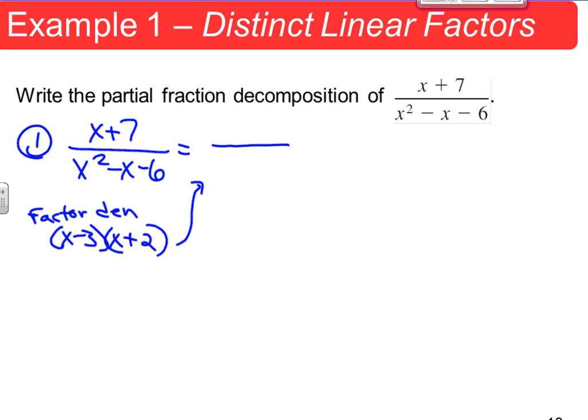So I'm just going to say this is A over x minus 3 plus B over x plus 2. So I'm separating it out like this.